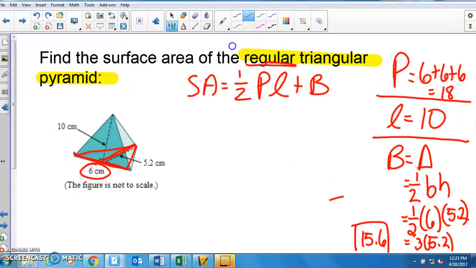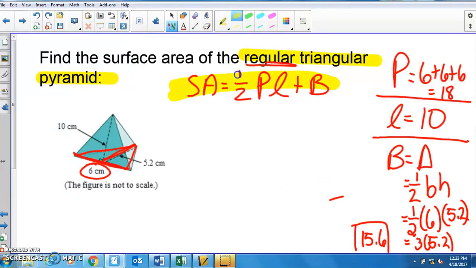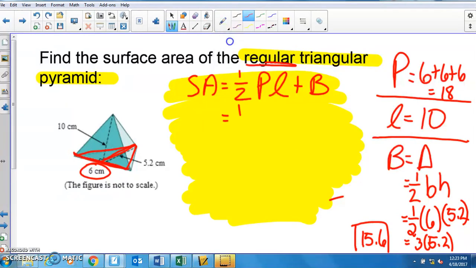Glad I caught that. All right, so let's now go back over here and figure out the actual surface area. Now I made that little mistake, and it's something easy to do. You forget to do the other components of the formula. All right, so we're now going to fill in the formula. 1/2, our uppercase P, the perimeter, is 18. Our slant height is 10. And our area of the triangle base is 15.6.